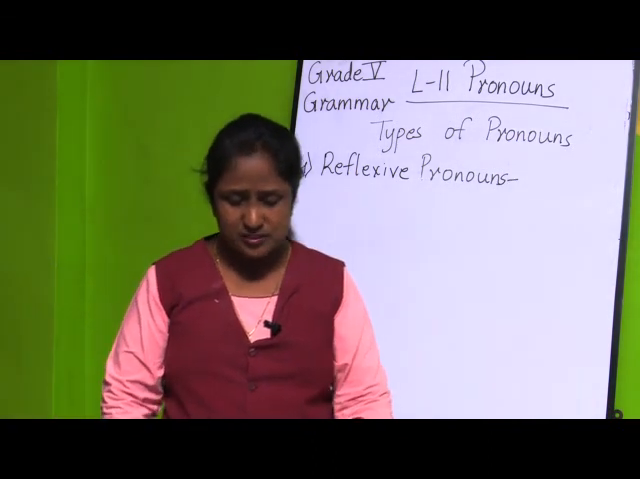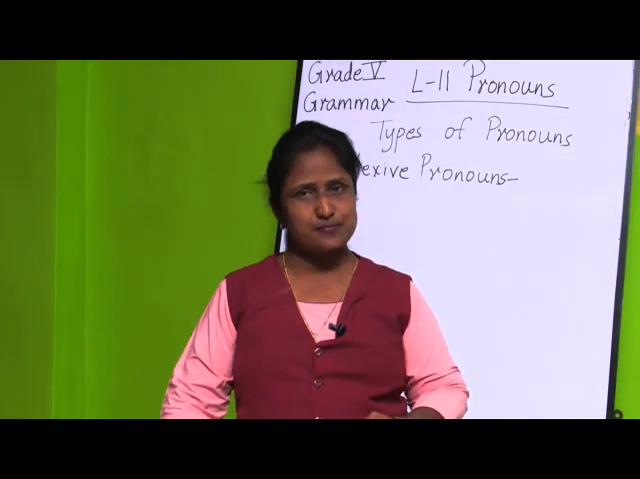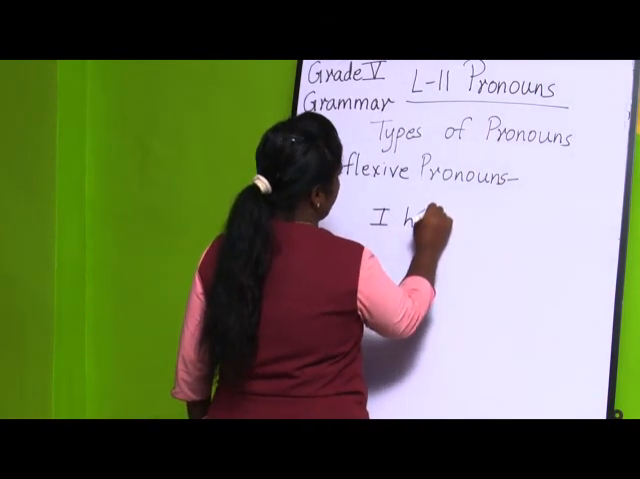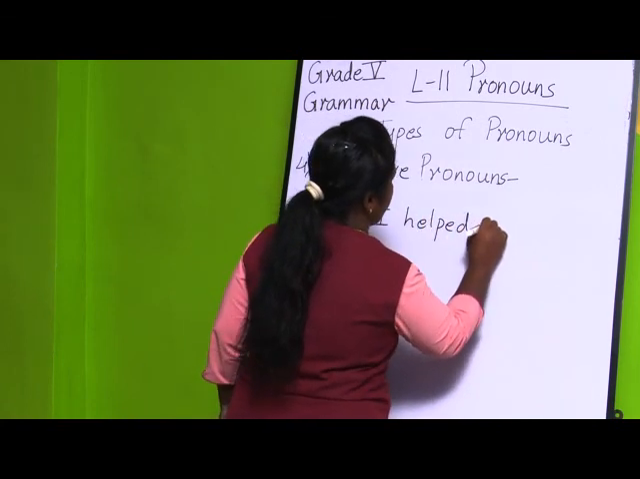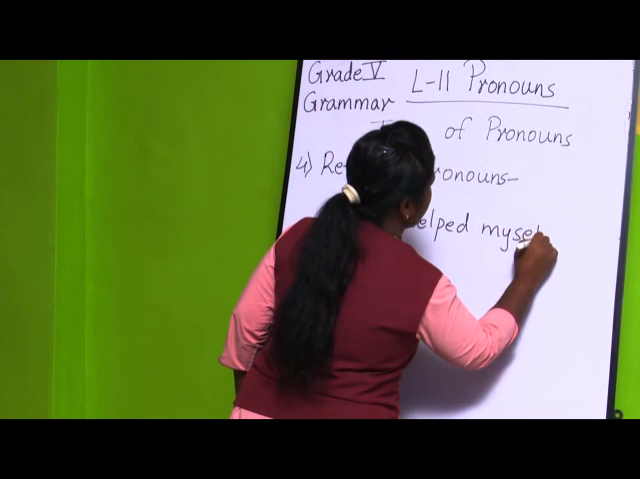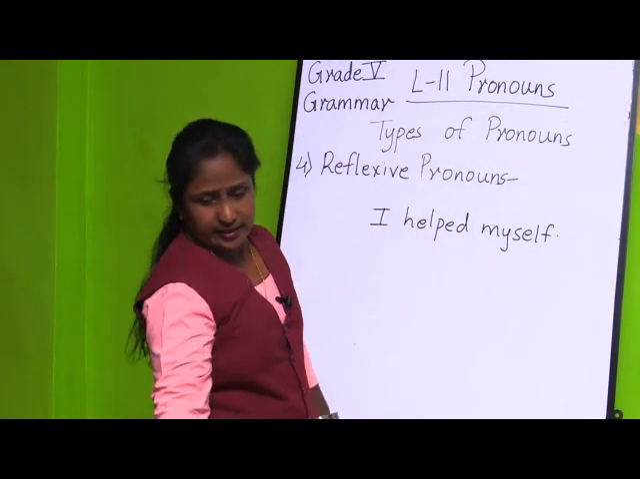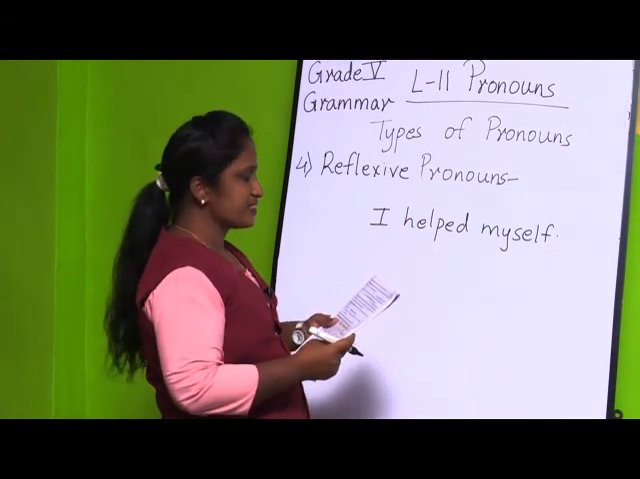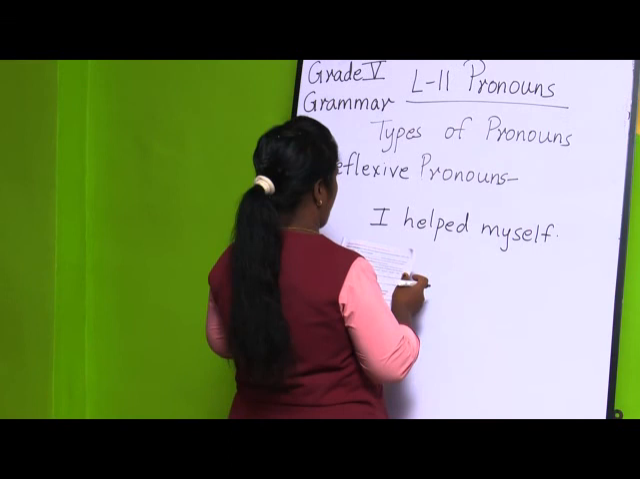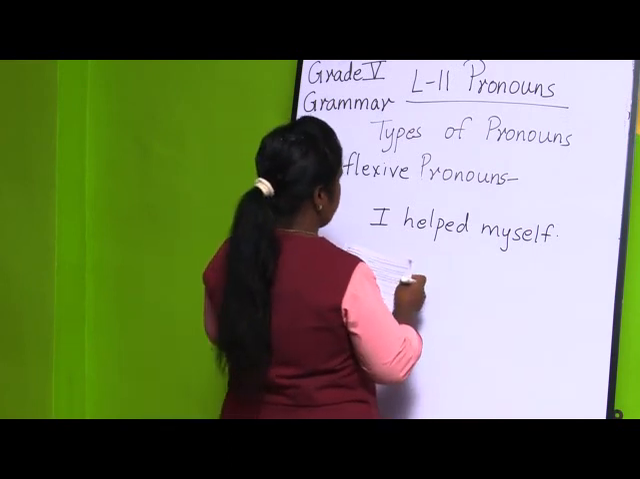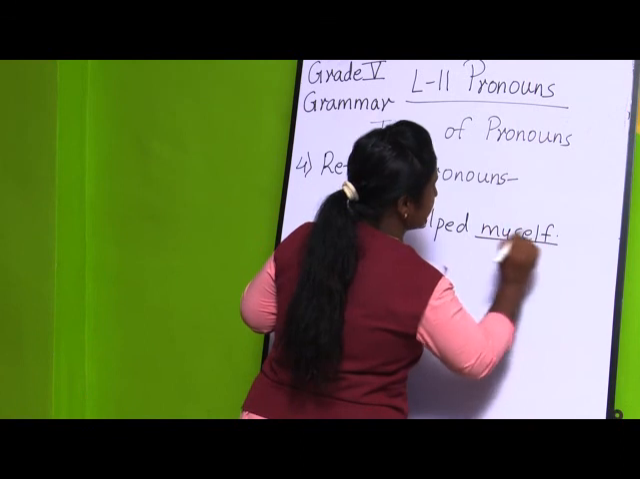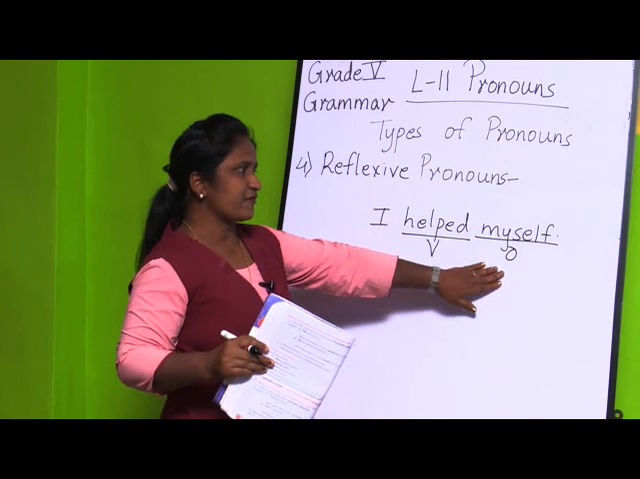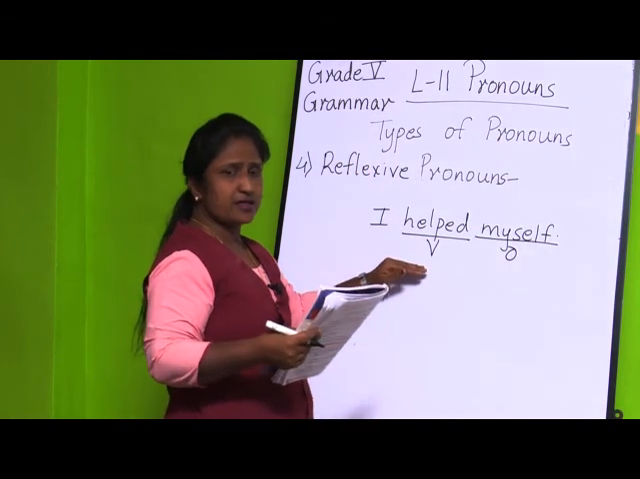Reflexive pronouns are used when the object of the verb is also the subject of the verb. See, if I write like this, I helped myself. If you see this example, I helped myself. What have they told? Reflexive pronouns are used when the object of the verb... Now, which is the verb here, and which is the object? The object is myself, and the verb is help. Myself is the object and help is the verb.